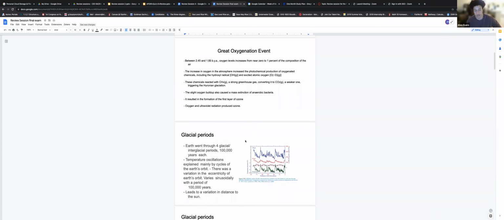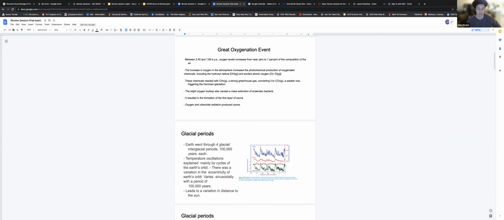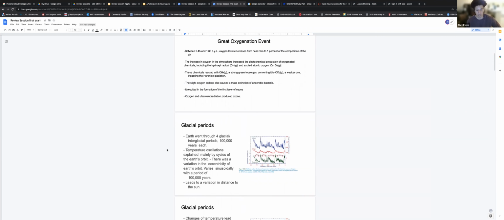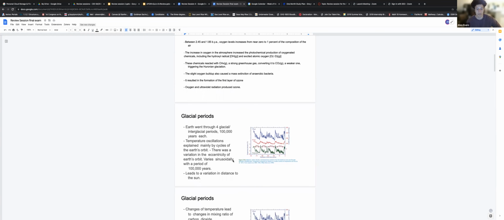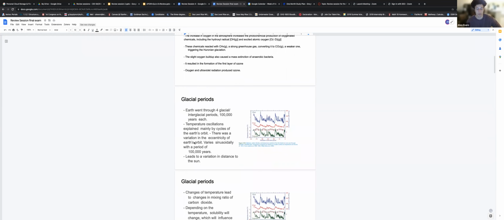We then have the glacial period. So understanding how Earth went through these 4 glacial/interglacial periods before the current era, and what causes them. This is typically done by Earth's orbit, the Milankovitch cycles, so eccentricity, differences in wobble and stuff like that around the sun and its elliptical orbit.